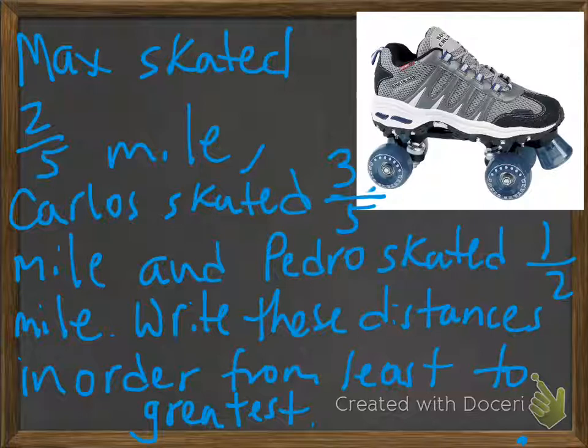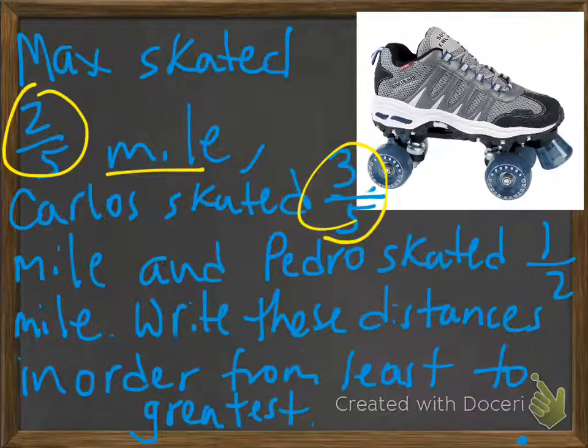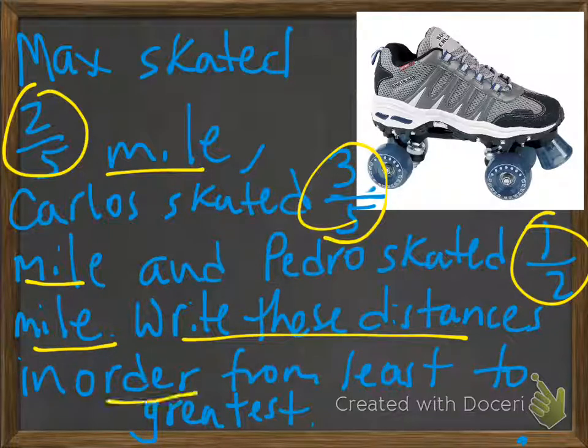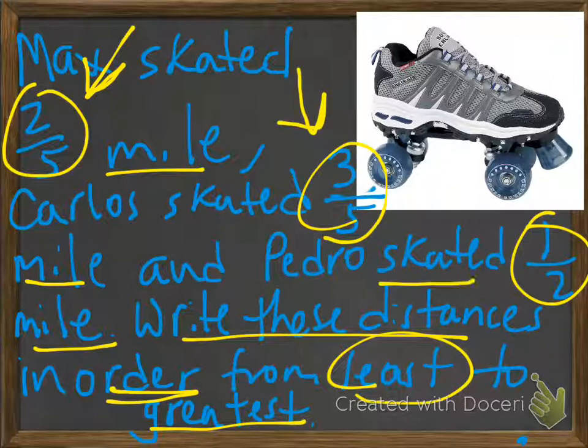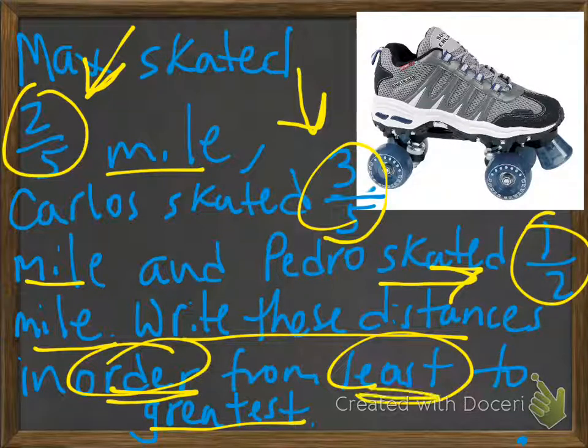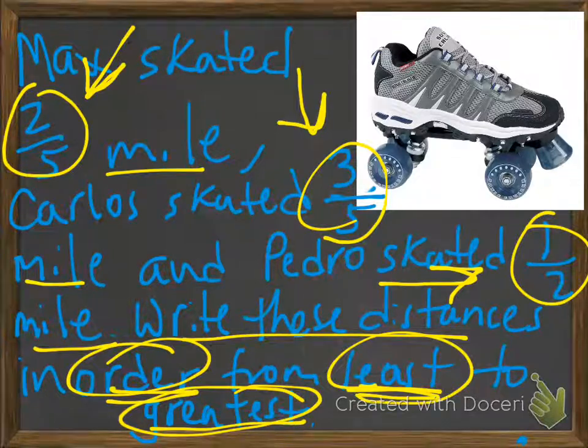Let's take a look. Max skated 2/5 of a mile, and Carlos skated 3/5 of a mile, and Pedro skated 1/2 mile. Write these distances in order from least to greatest. So the three fractions we have are 2/5, 3/5, 1/2, and we need to put them in order from least, that is the smallest, to the greatest, which is the biggest.